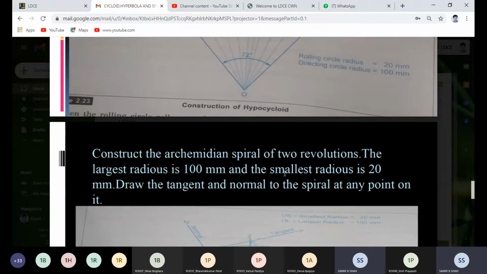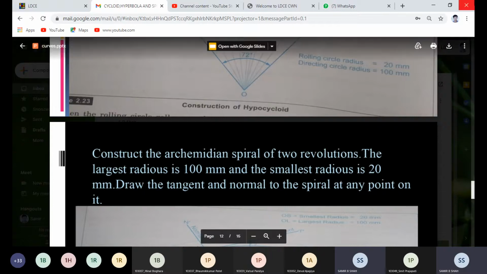We just read the data very carefully. Construct the Archimedean spiral of two revolutions. The largest radius is 100 mm and the smallest radius is 20 mm. Draw the tangent and normal to the spiral at any point on it.